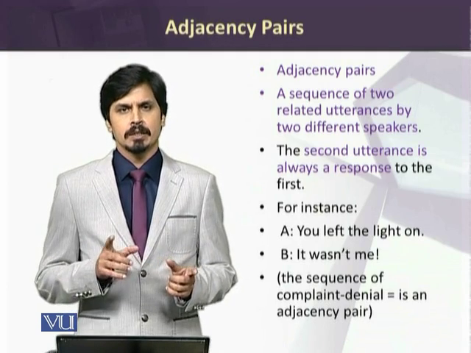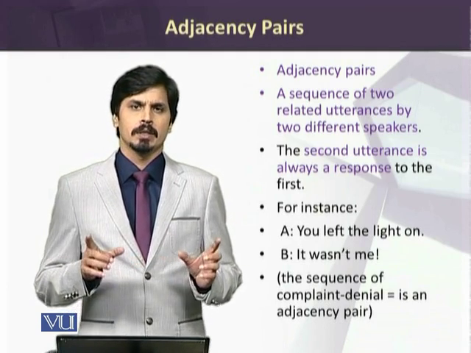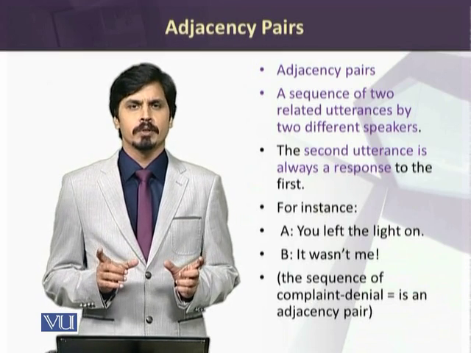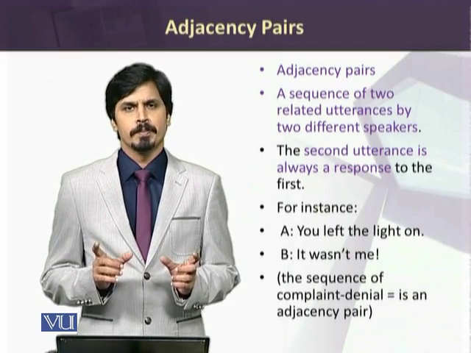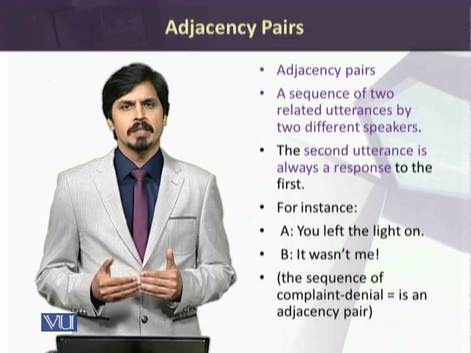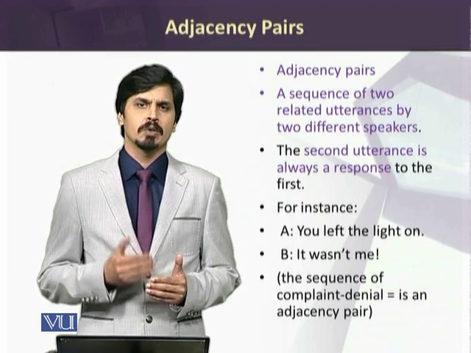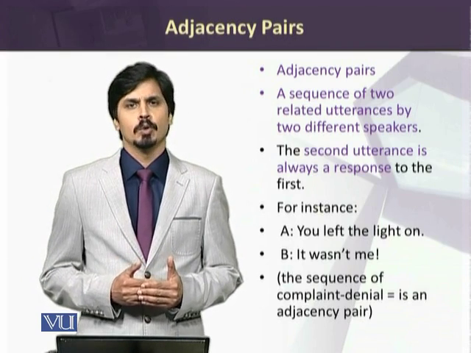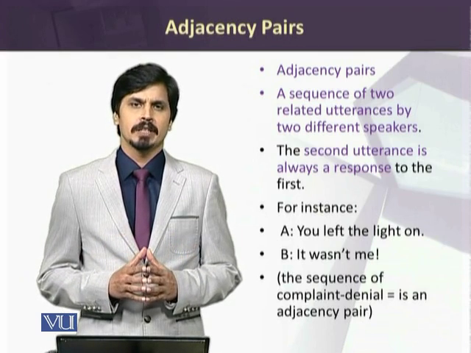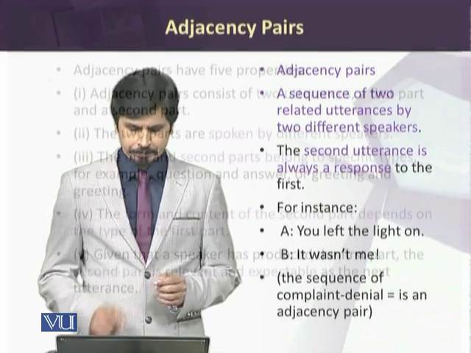And this, in a typical adjacency pair classification, is a kind of adjacency pair which involves a sequence of complaint and denial. The first one has complained that you left the light on, and the second one has denied it: no, it wasn't me. So this is a typical example of an adjacency pair.